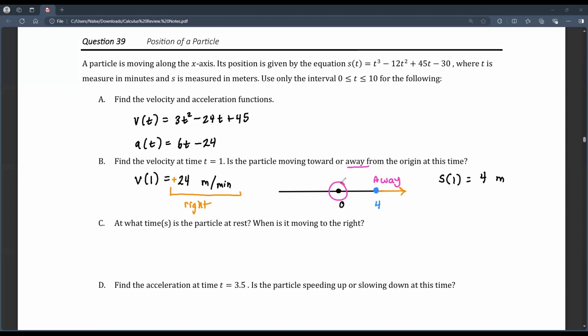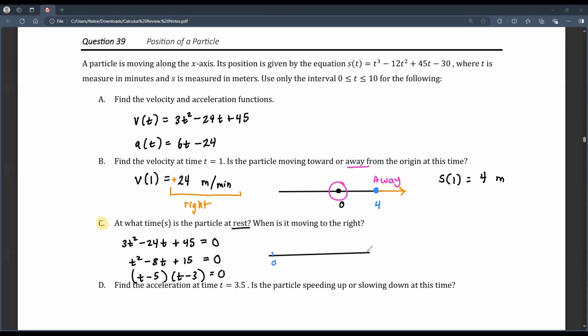Next, when is the particle at rest? The particle is at rest when its velocity is 0. We can set the velocity function equal to 0 to find the moments in time when the particle is not moving. Solving this equation for time shows us that the particle is at rest when t equals 3 and t equals 5. Then, to find out the interval during which the particle moves to the right, we can make a sign change diagram to map the regions where velocity is positive. The velocity is positive between 0 and 3, as well as 5 and 10. When you write your answer in interval notation, be sure to use parentheses and brackets where it is appropriate.